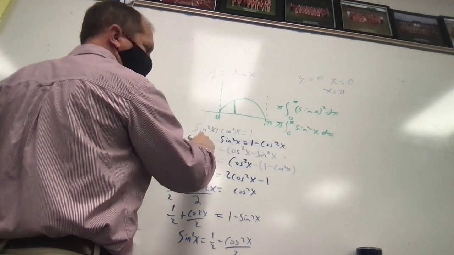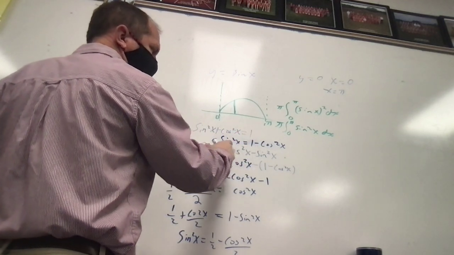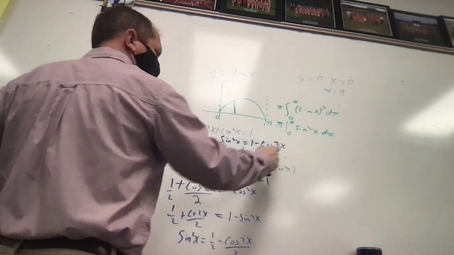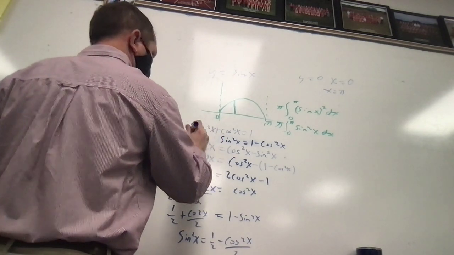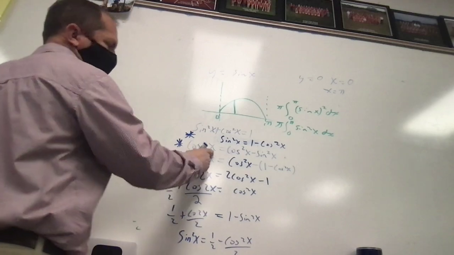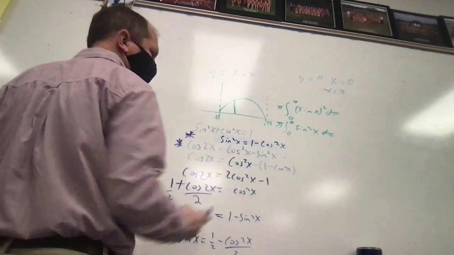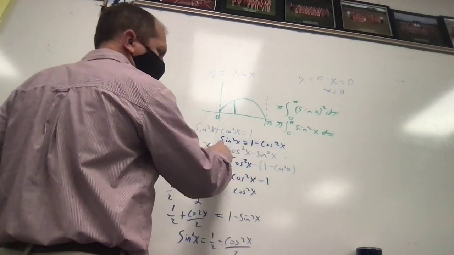So we got two facts that we know. We know that sine squared x plus cosine squared x is 1, which means that sine squared x equals 1 minus cosine squared x. So this is the first fact. The second fact is we know that the double angle identity for cosine of 2x is cosine squared x minus sine squared x.